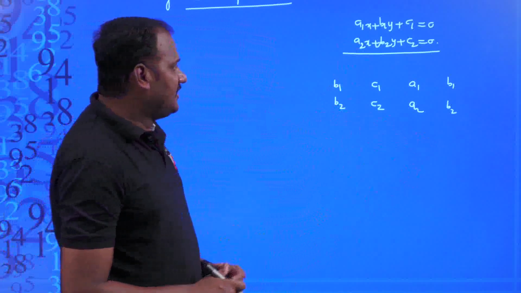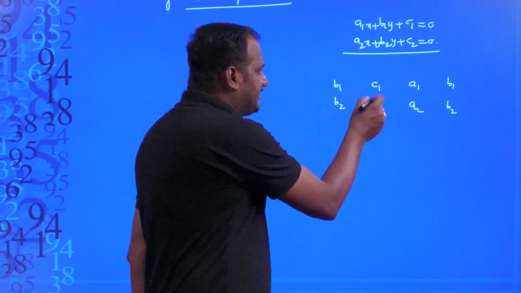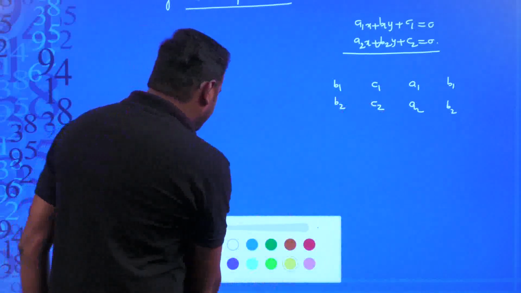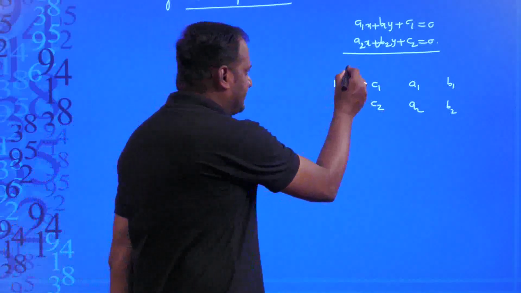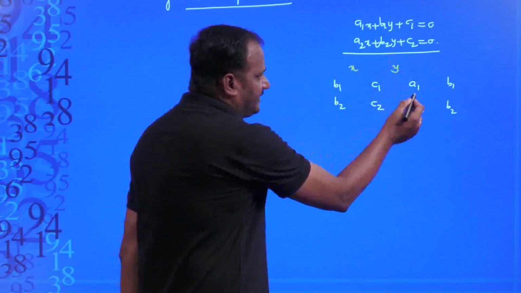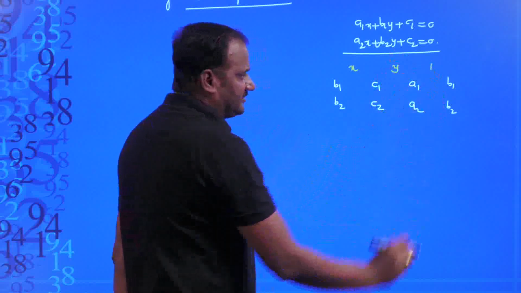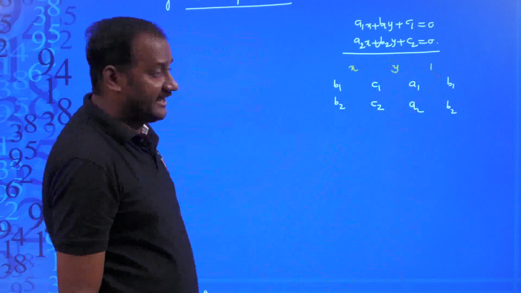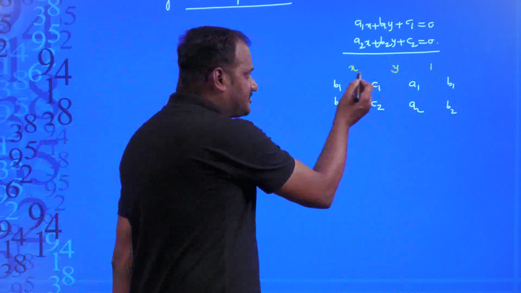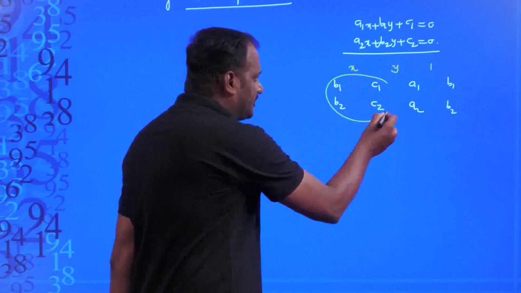And now between the first and second columns you will have to write x. Between the second and third columns you will have to write y, and between the third and fourth columns you will have to write 1. After writing, according to this method, take the cross product of the first 2 columns. So, these are the first 2 columns.